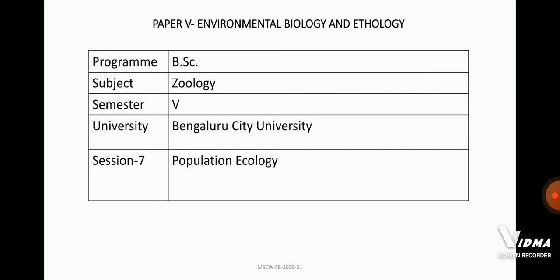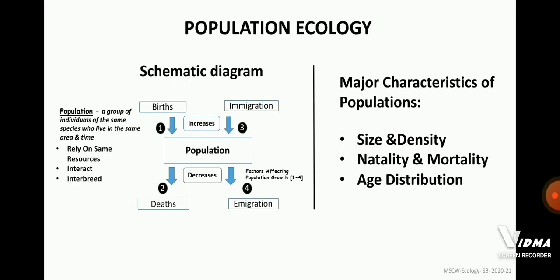Today, I am going to discuss the meaning or definition of a population and the various attributes or characteristics of a population such as density, natality, mortality and age distribution. Before that, the word population is derived from the Latin word populus, meaning people, and originally referred to a group of people occupying a particular space at a given time.